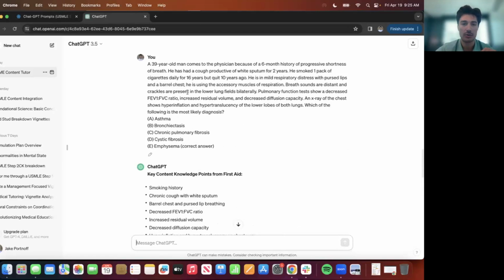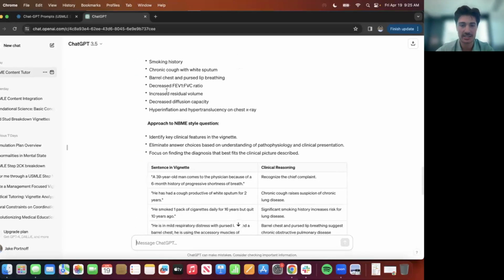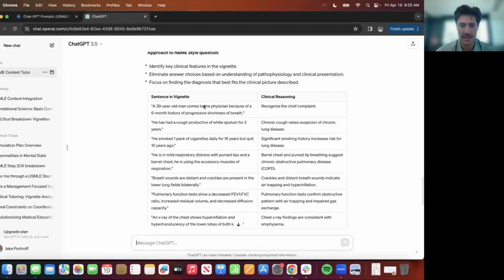And so, if we just take it a chunk at a time here, 39-year-old man comes to the physician because of a 6-month history of progressive shortness of breath. Right? This is your chief complaint. We talked about the NBME writer guide, right? Starting off the H and P, right? He has a cough productive of white sputum for 2 years. Okay, so this is a little bit more chronic in nature, and we're giving a little bit more context when it comes to a symptom. And this can raise suspicion of particular respiratory pathology, right?